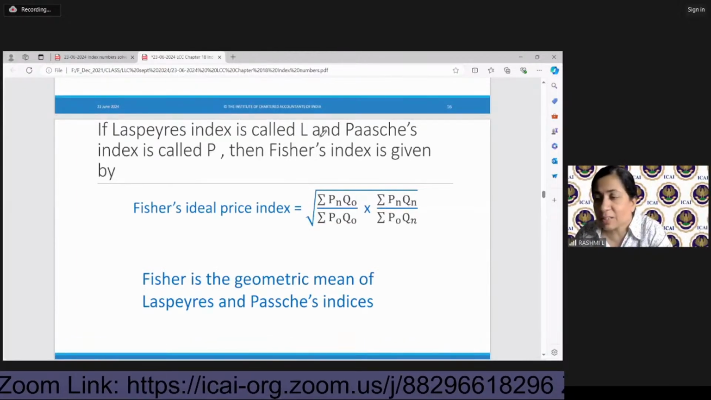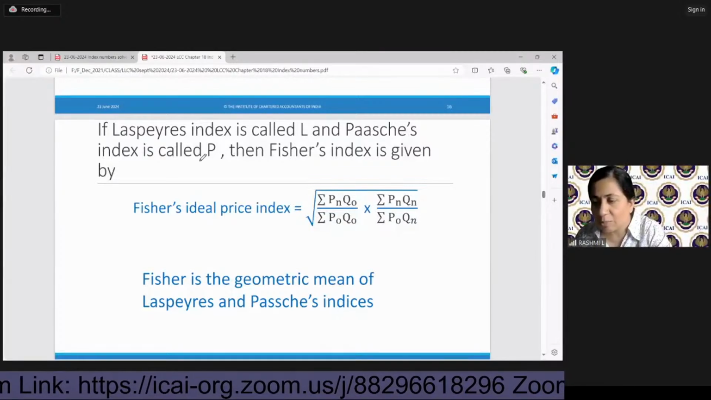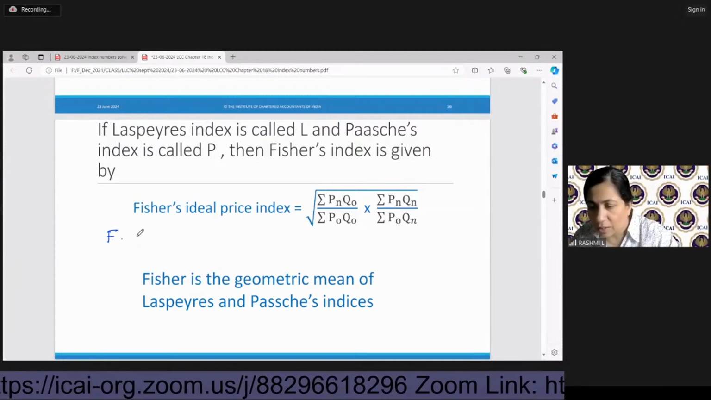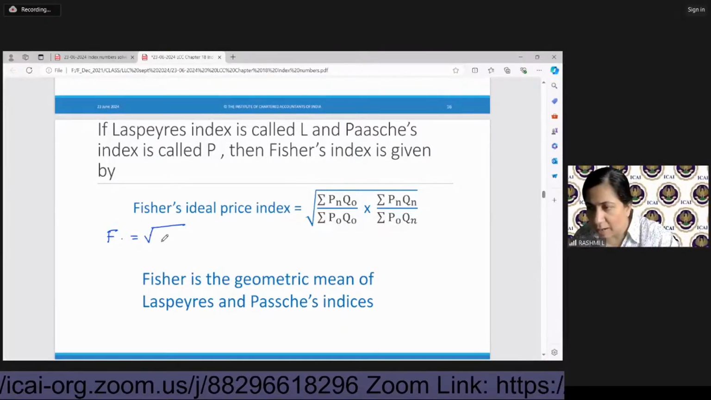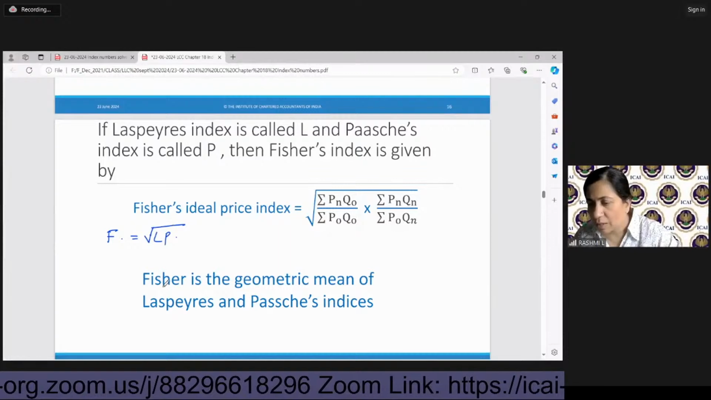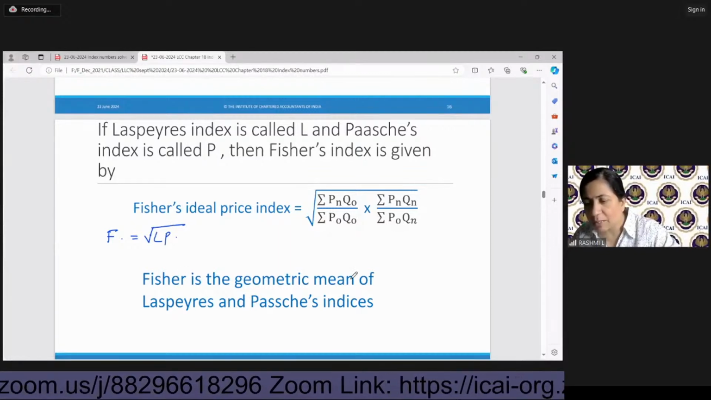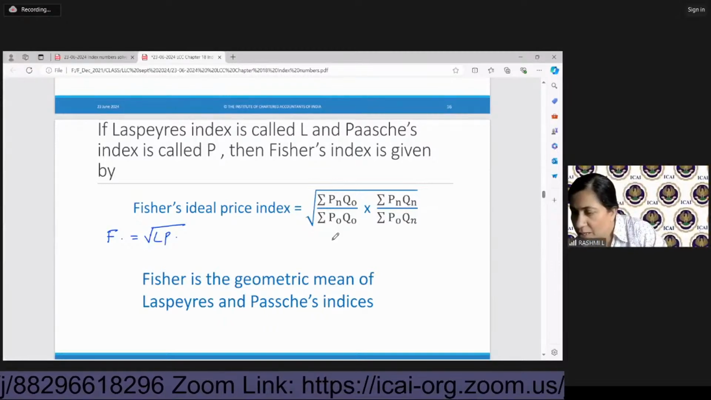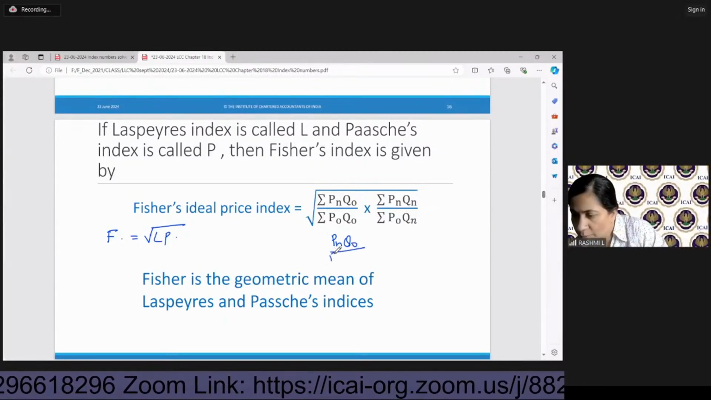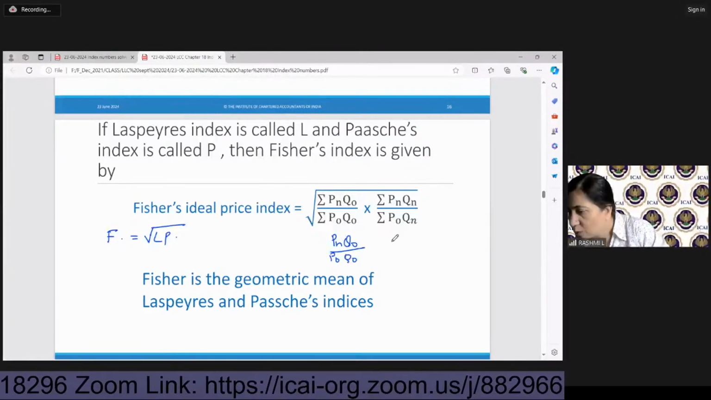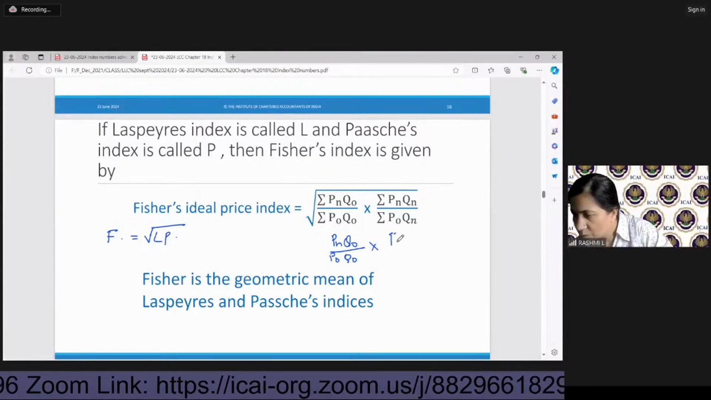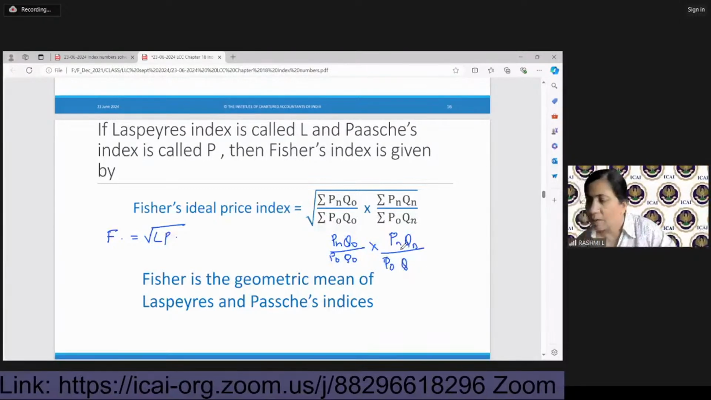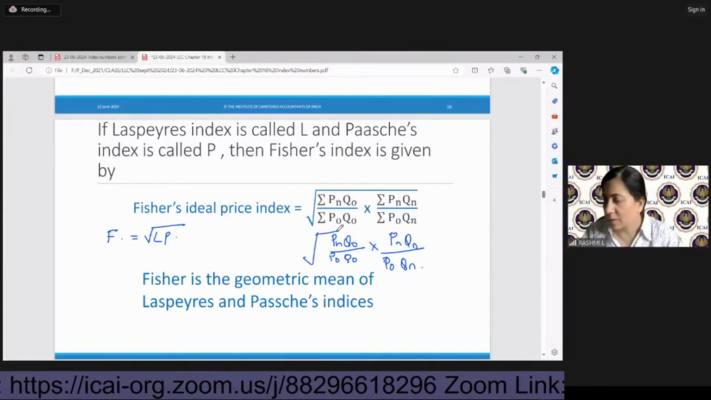If Laspeyres index is called L and Paasche index is called P, then Fisher is equal to the square root of Laspeyres and Paasche. So Fisher is the geometric mean of the Laspeyres and Paasche indices. Here, what is happening is Pn Q0 upon P0 Q0, into Pn Qn upon P0 Qn, and then you find the square root.